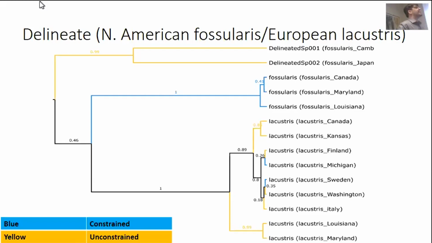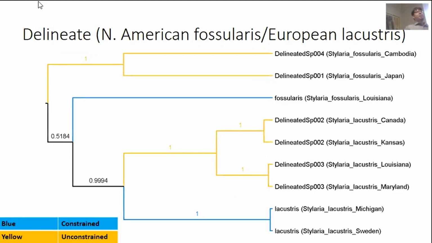So Stylaria fossilaris is splitting into 3 distinct species and not just a population lineage, I should say. But Stylaria leucostris, on the other hand, is not delimiting into a different species. It is actually just a whole bunch of population lineages and not showing any sort of species boundary. So Stylaria leucostris for Delineate is showing that maybe it's not a distinct species, but it is just a population lineage. But what happens if we change things up a little bit?